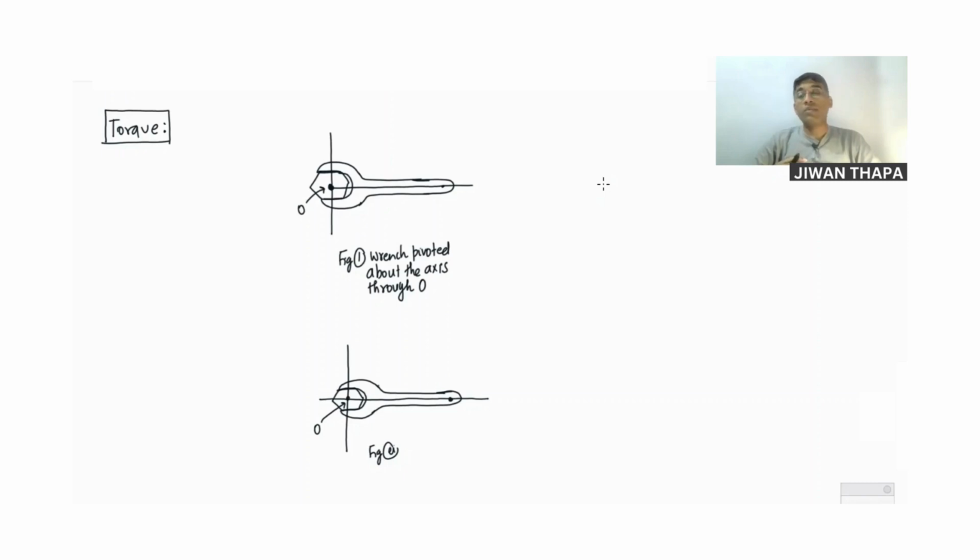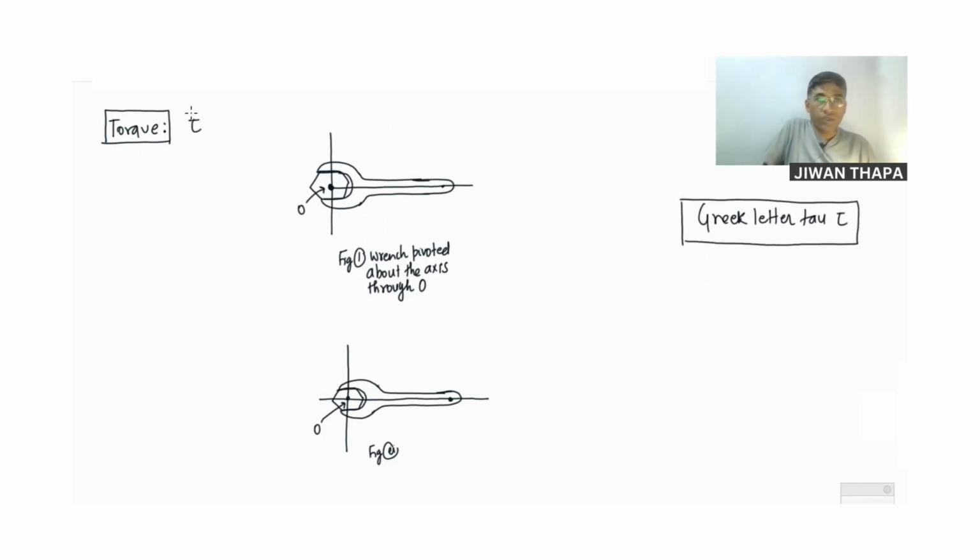Hello everyone. Today we are going to discuss the concept of torque. We use the Greek letter tau to represent torque, and torque is a vector quantity. So we use this symbol to represent torque. The tendency of force to rotate an object about an axis is measured by a vector quantity called torque.